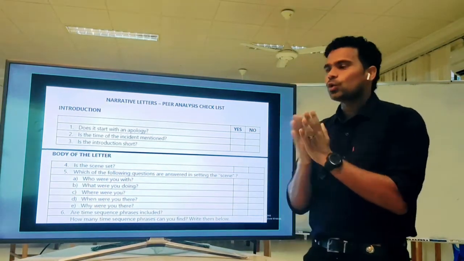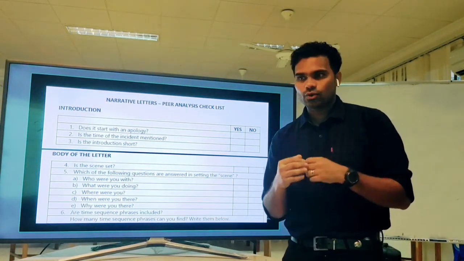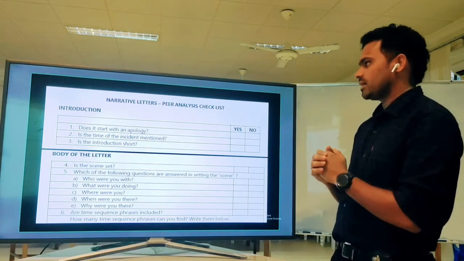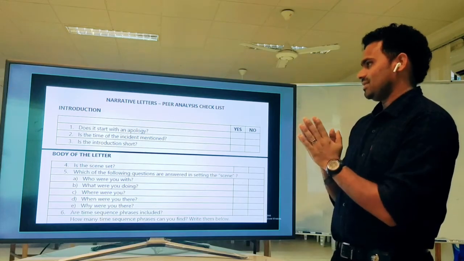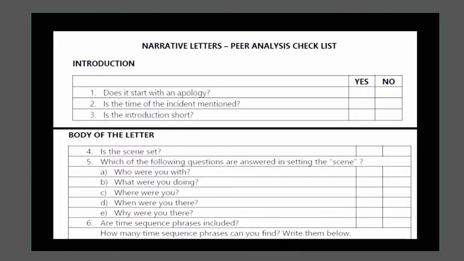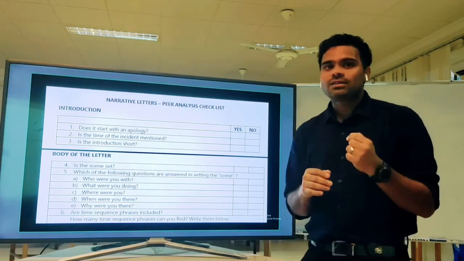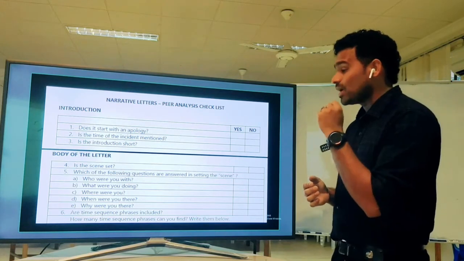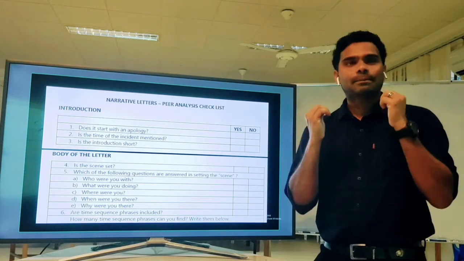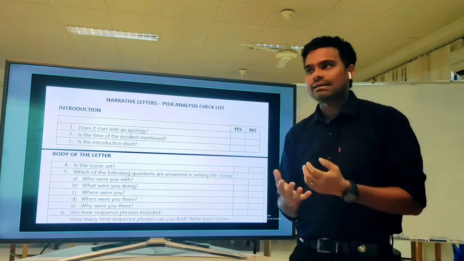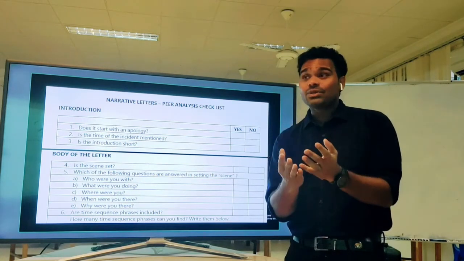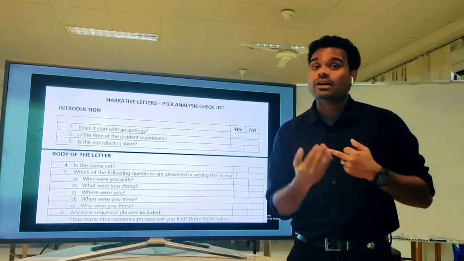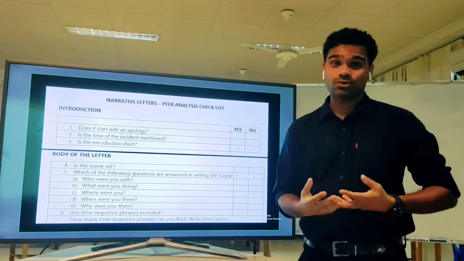Okay. Here I share with you a peer analysis checklist so that you can check your email after you complete writing. Right? So in the introduction you have to check whether it starts with an apology. Is the time of the incident mentioned? Is the introduction short? You are not allowed to start your introduction using an apology. Why? As I told you, you are keen to tell all about something that happened to you. So that apology type of introduction, like "I am sorry, I haven't mailed you for a long time", that type of introduction you cannot use here. Right? We don't have time for that. You are keen to talk about the incident that happened to you. You are excited to talk about that.